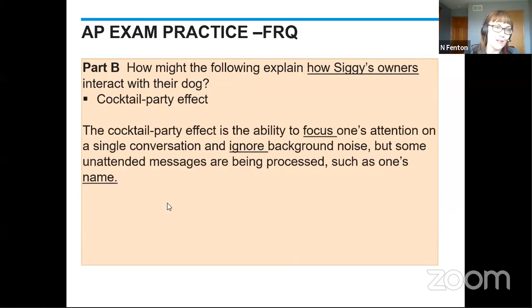Next one is the cocktail party effect. And this is another one of those terms, kind of like yesterday with learned helplessness, where sometimes the definition helps to center you because the definition is pretty complex. So with the cocktail party effect, it's this idea that you can focus your attention on one conversation and ignore all the background, right? So you're at a high school dance, you're at homecoming, and it's really loud. The DJ is really loud. There's a lot of conversations happening around you, but you can focus your attention on the conversation that you're having with your friend. But some unintended messages are actually being processed.